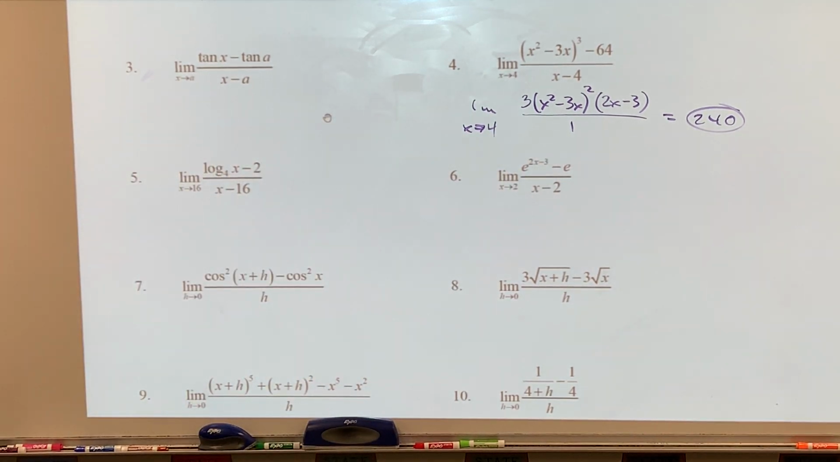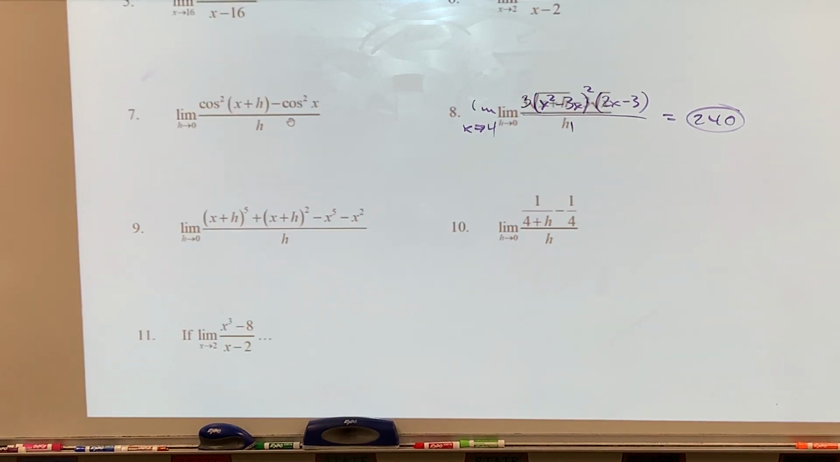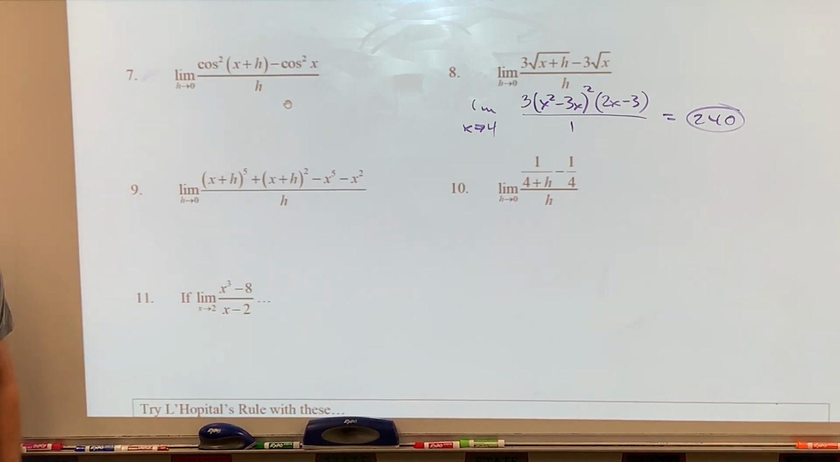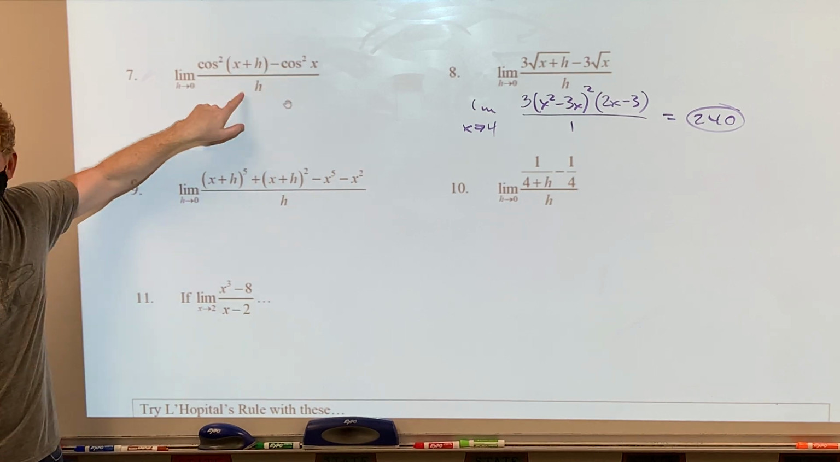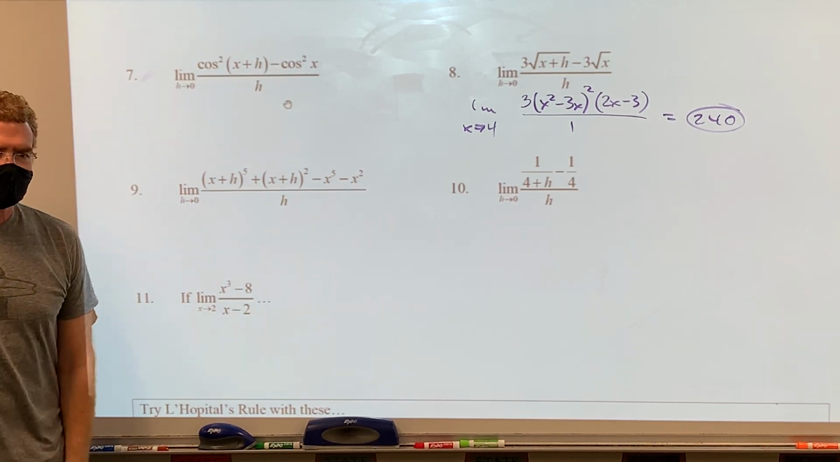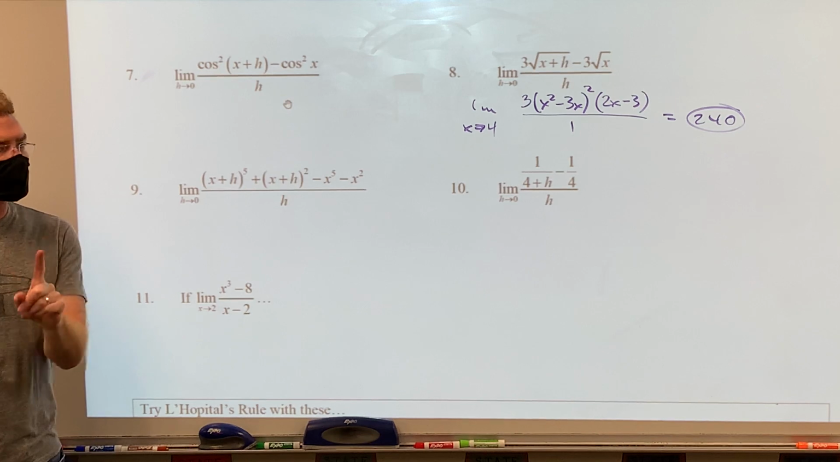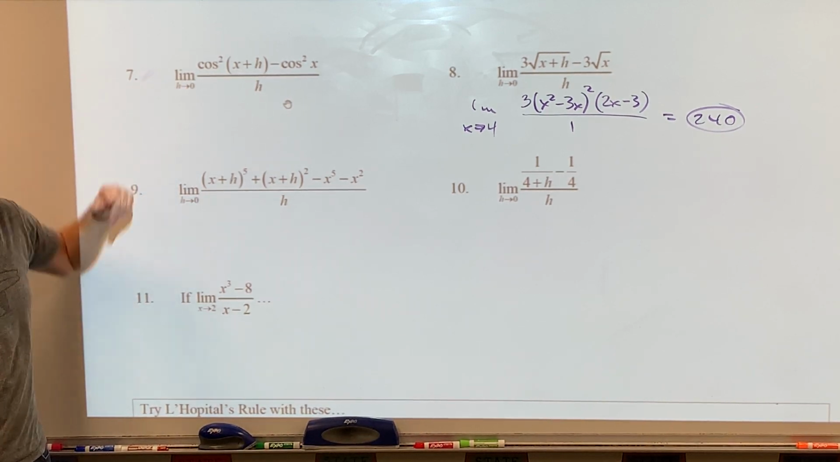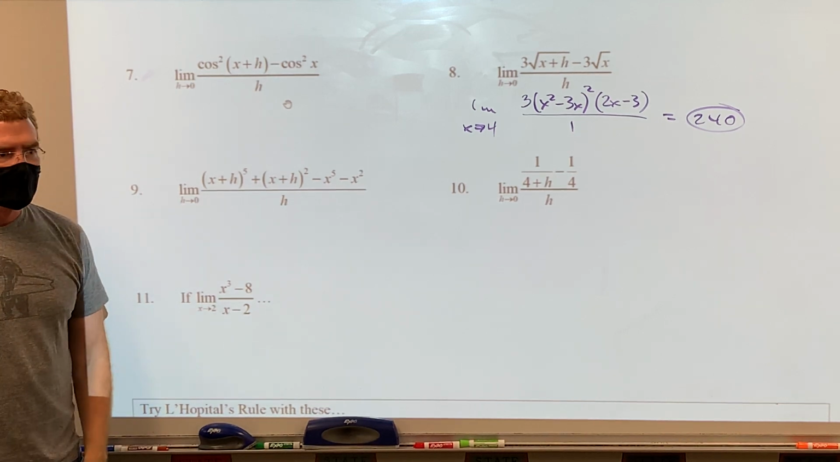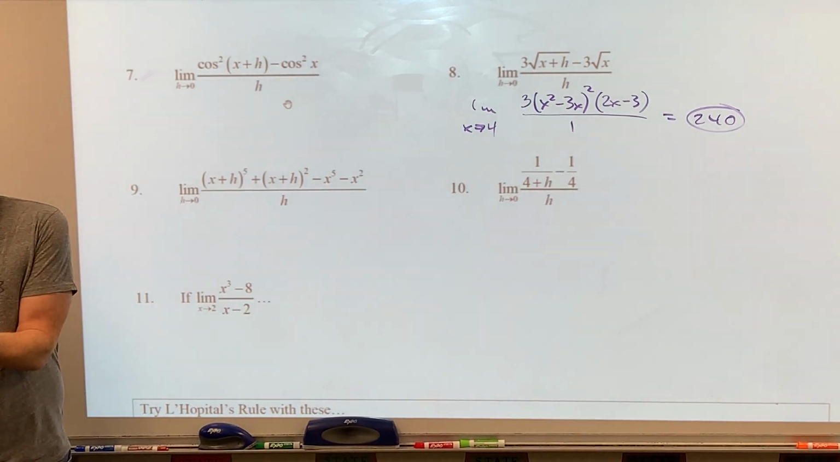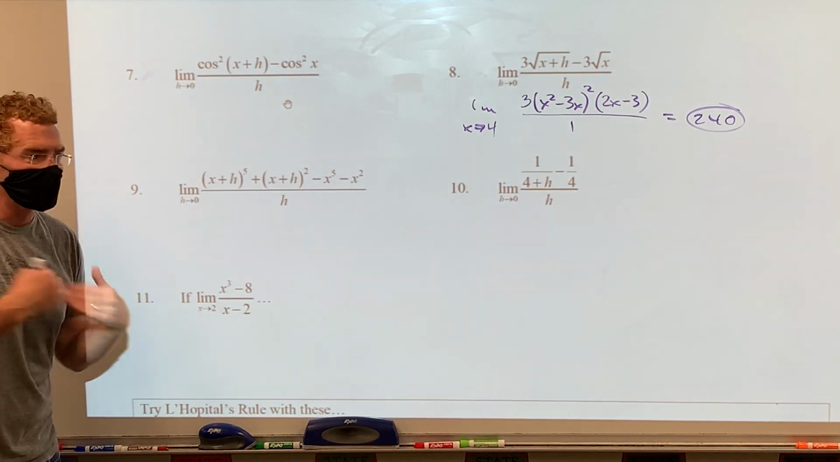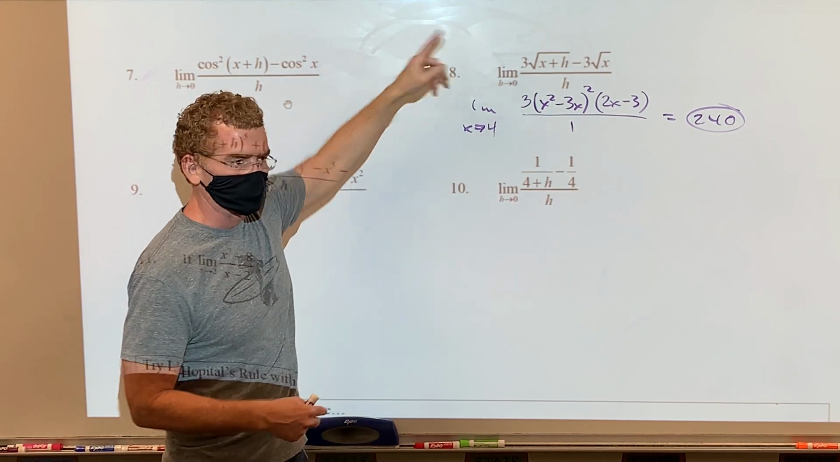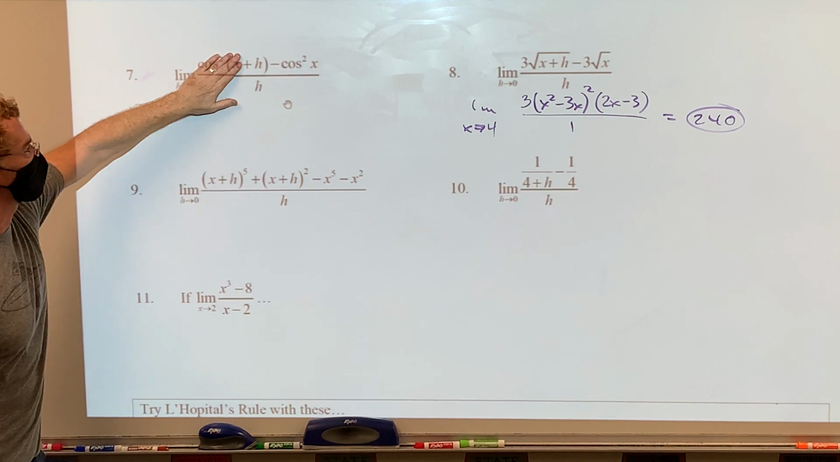What other ones did we do? 7? Okay, check out 7. Now here's the difference in number 7 and some of these others. On number 7, I've got 2 variables in there. Or do I? I think we have 1 variable, which is the h, because h is what's approaching 0. So what does that make x? A constant. I just don't know what constant it is yet. I don't know what to plug in for x in the end, like on the other problems we were doing. So I have to treat x like a constant.